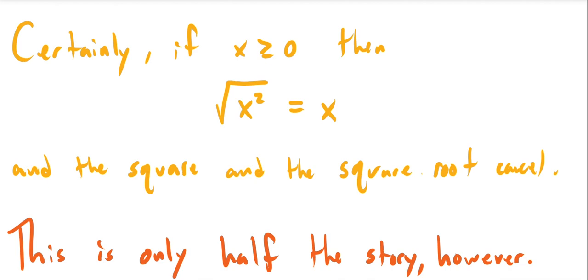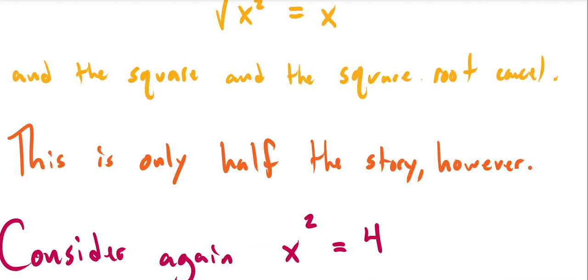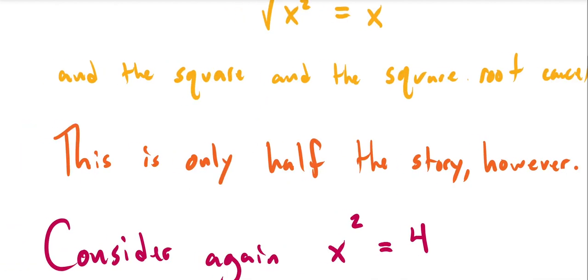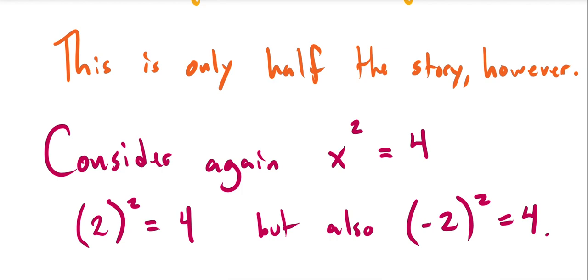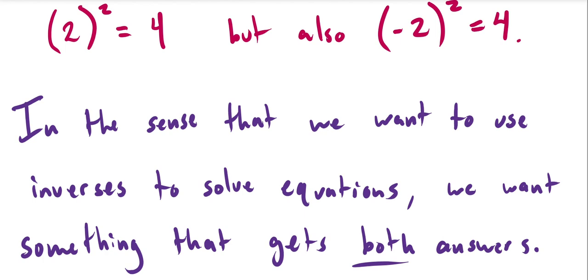However, this is only half the story, because what if we just have the equation x squared is equal to 4? 2 squared is equal to 4, but also minus 2 squared is equal to 4. And so just taking the square root of both sides wouldn't give us both answers here. So in the sense that what we've used inverses for before is to solve equations, we really want something where we take both sides, do something to them, and get both answers.